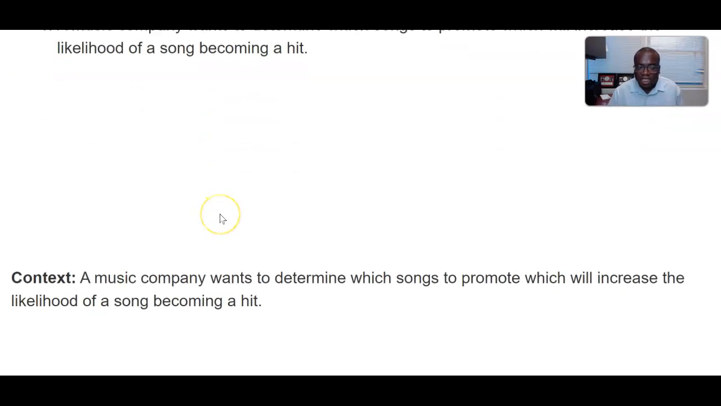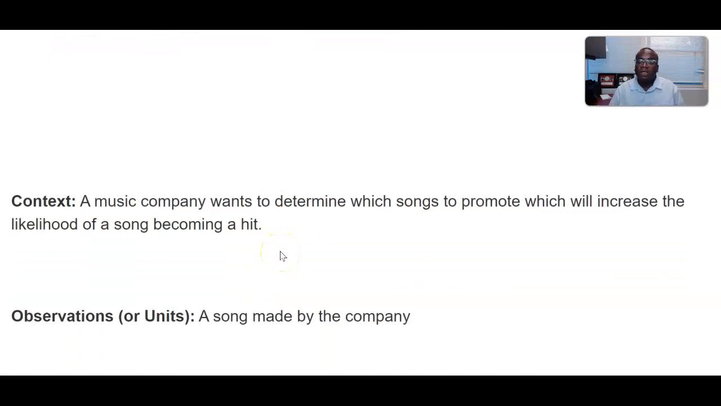So come to find out, it kind of makes sense. The music company wants to determine which songs to promote, which will increase the likelihood of the song becoming a hit. That's the context, right? Now, to make more sense of it, what's the observation? It's just going to be a song made by the company. A song made by the company. And then when it comes to the sample, it could be, we're just trying to get a way of thinking.